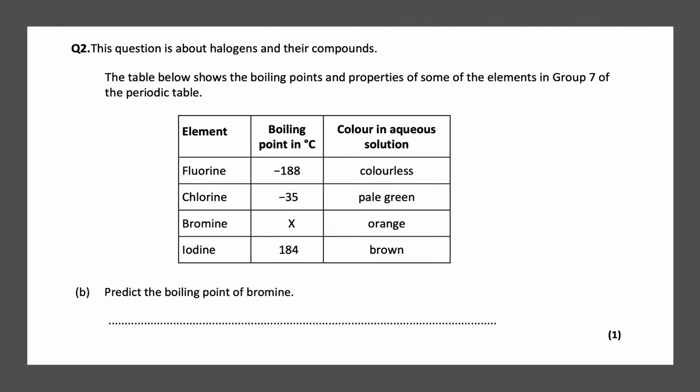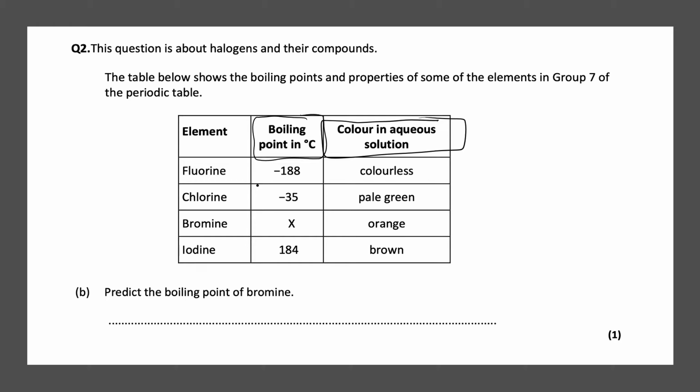Next question. This question is about halogens and their compounds. The table below shows the boiling points and properties of some of the elements in group 7 of the periodic table. So over here is the boiling point of the group 7 elements, and this is the color. So we have fluorine at minus 188, chlorine at minus 35. We have bromine, which is X, we don't know it, and iodine at 184 degrees. Predict the boiling point of bromine.